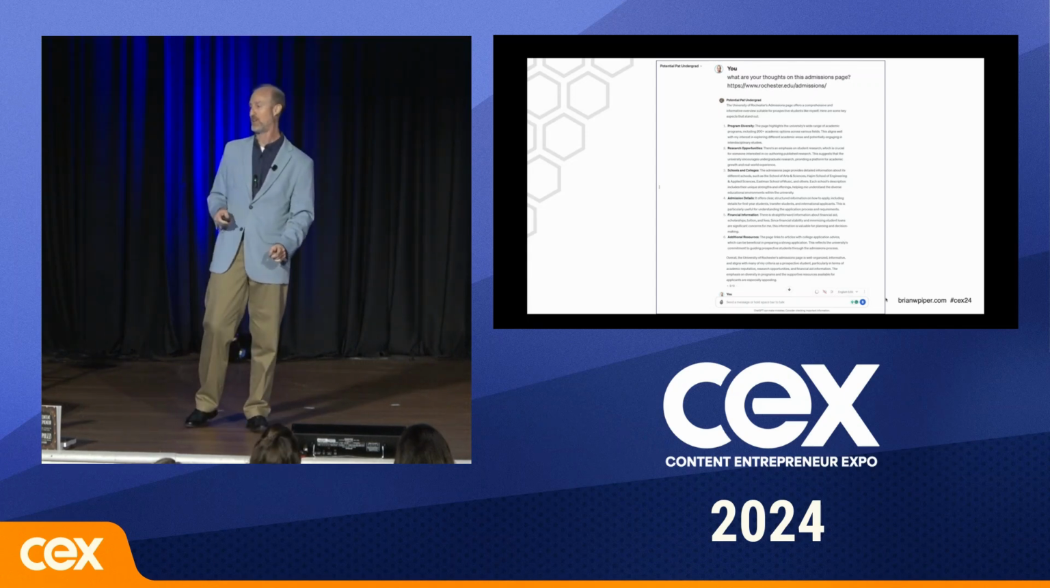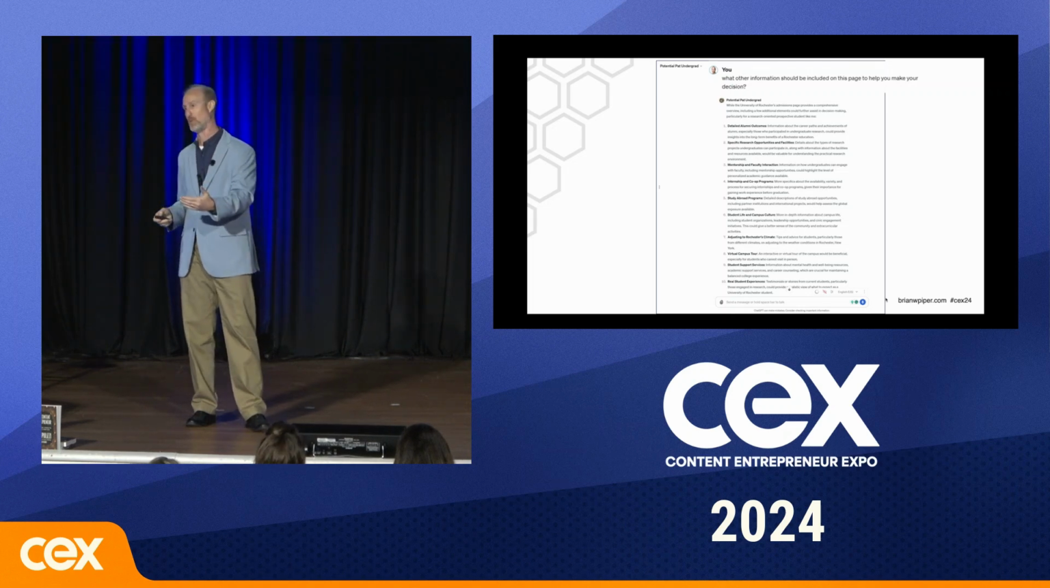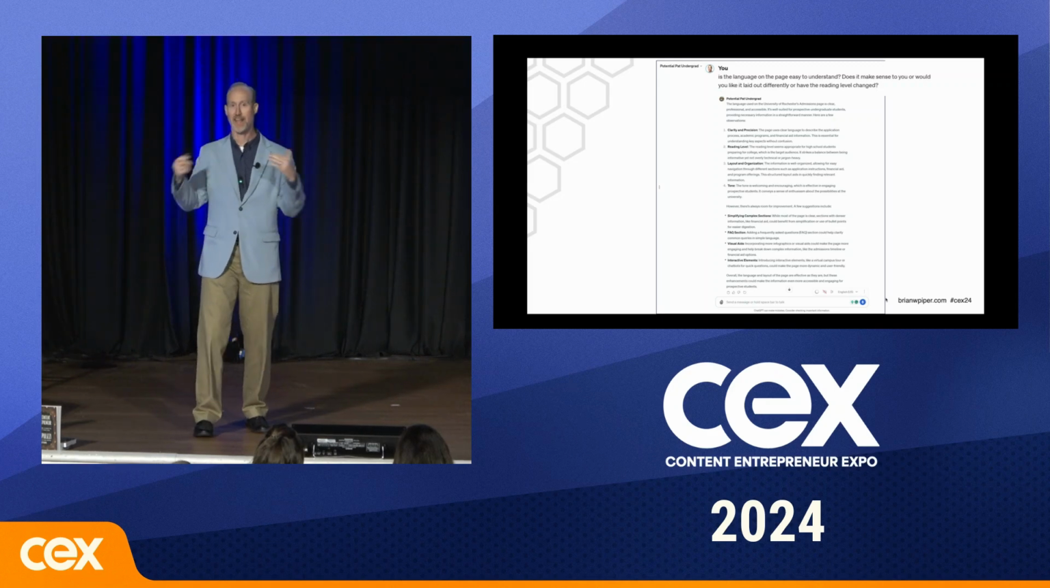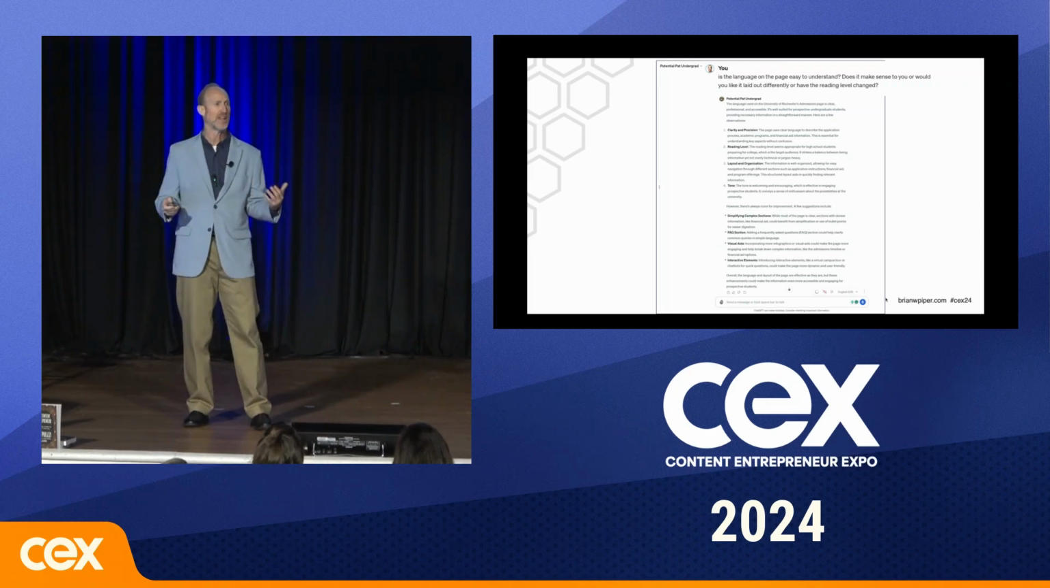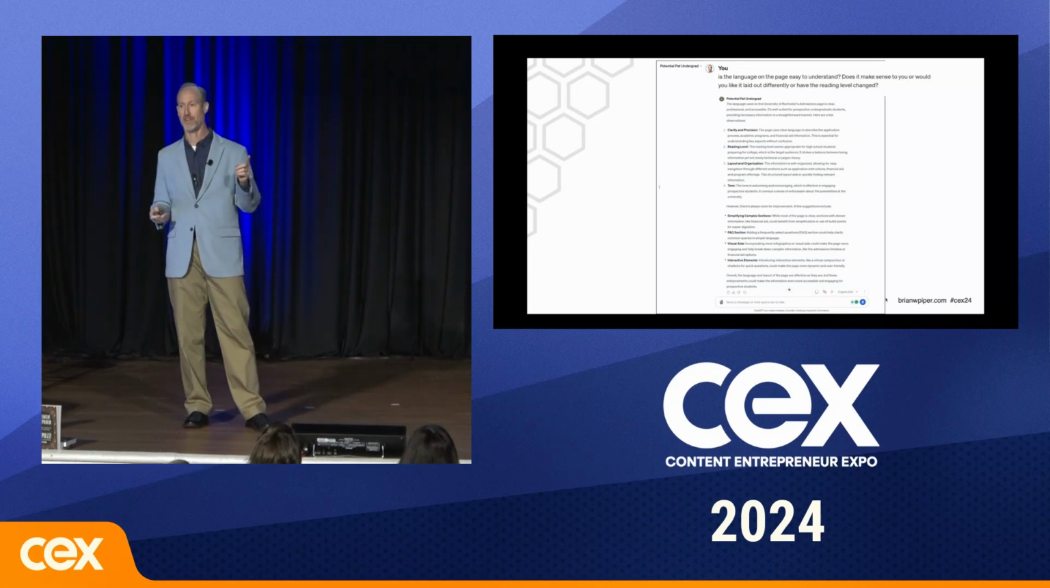What information on it do you like? What else should be included on this page to help you with your decision? Is the language easy to understand? Is it laid out the way that you want it to be laid out? Is the reading level where you want it to be? We use this on our admissions page for international students.